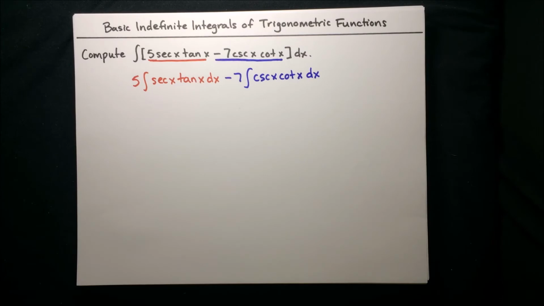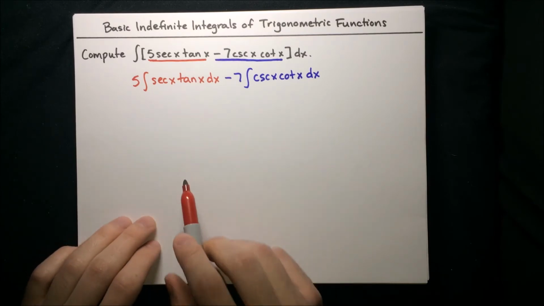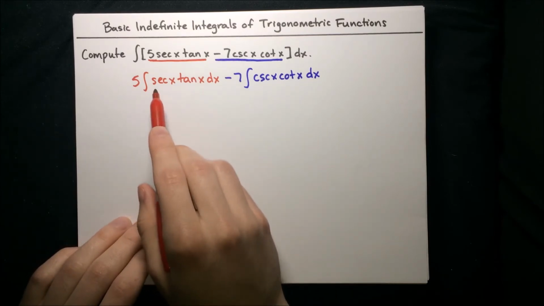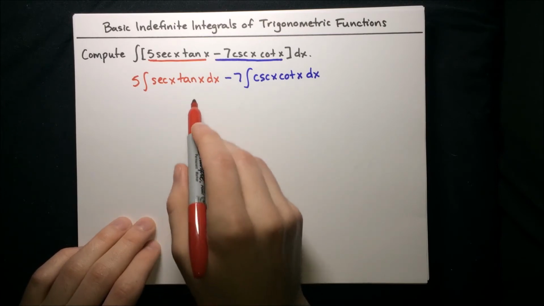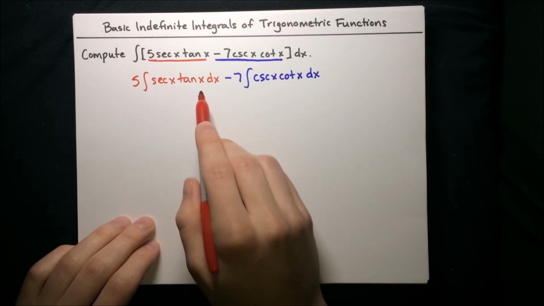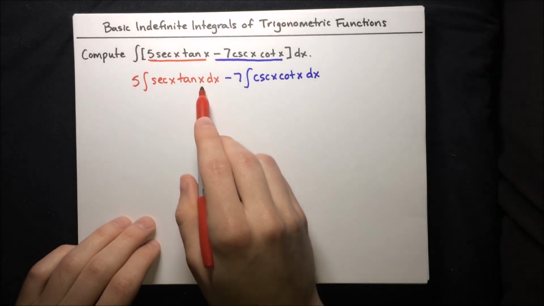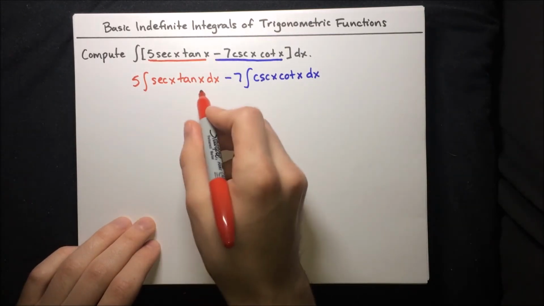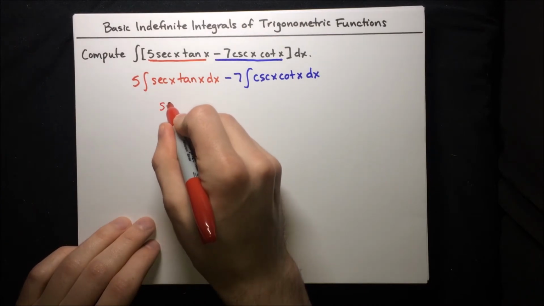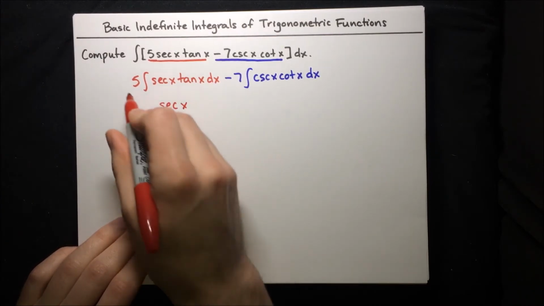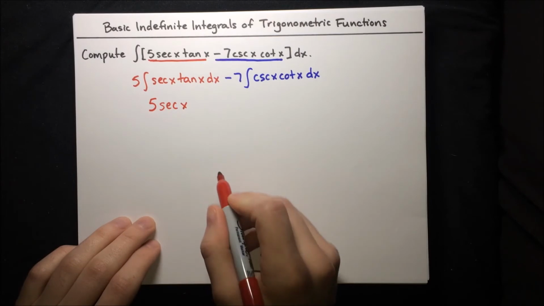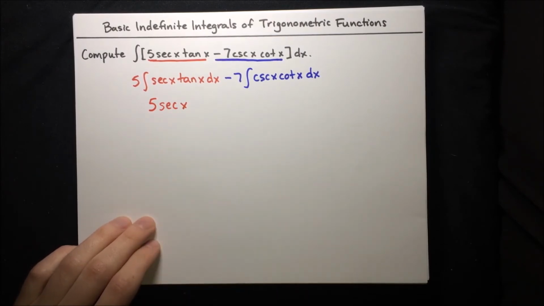So now it just remains to actually compute these integrals. Let's start off with this secant x tangent x. The integral of secant x tangent x, well, what gives you a derivative of secant x tangent x? That's just secant. So the integral of secant x tangent x is just secant x, and keep our coefficient in front, 5 secant x.